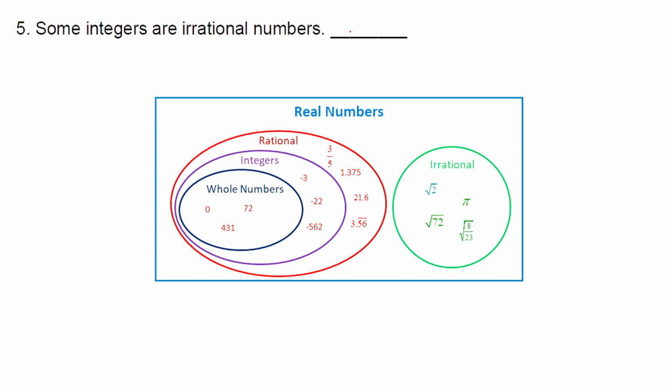Next one. Some integers are irrational numbers. Where's our integer? Here again, right? So some of these integers are irrational. Again, that can never happen because they never coincide. Integers are here, irrationals are here, different circle, different group, they can never intersect. So integers can never be irrational numbers, so this statement is false.